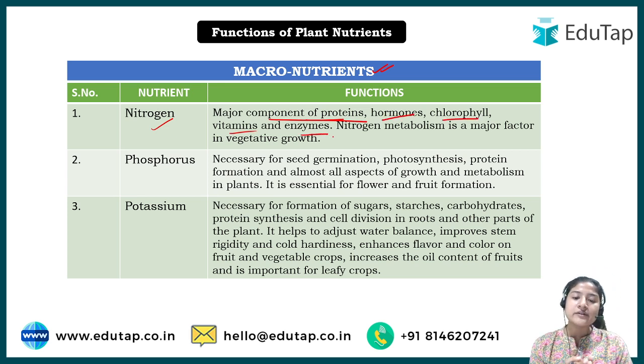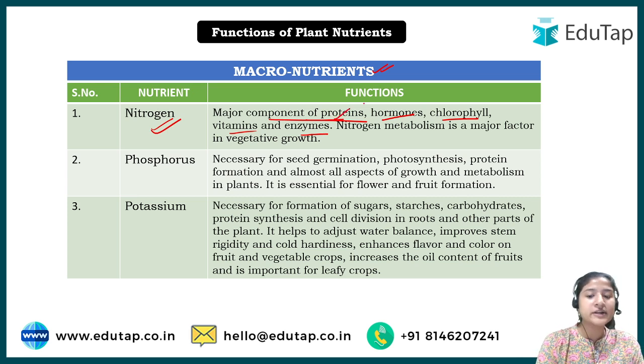See, whatever I have said, protein, hormones, enzymes, vitamins, they have a basic chemical structure. Even if it is vitamin A, B, C, D or anything, they have a proper chemical structure, and in that chemical structure nitrogen is essential. So for the formation of protein, nitrogen is needed. Hormones, enzymes, vitamins, everything needs it. And in fact, in the pigment chlorophyll, that is important for what? For photosynthesis, nitrogen is needed.